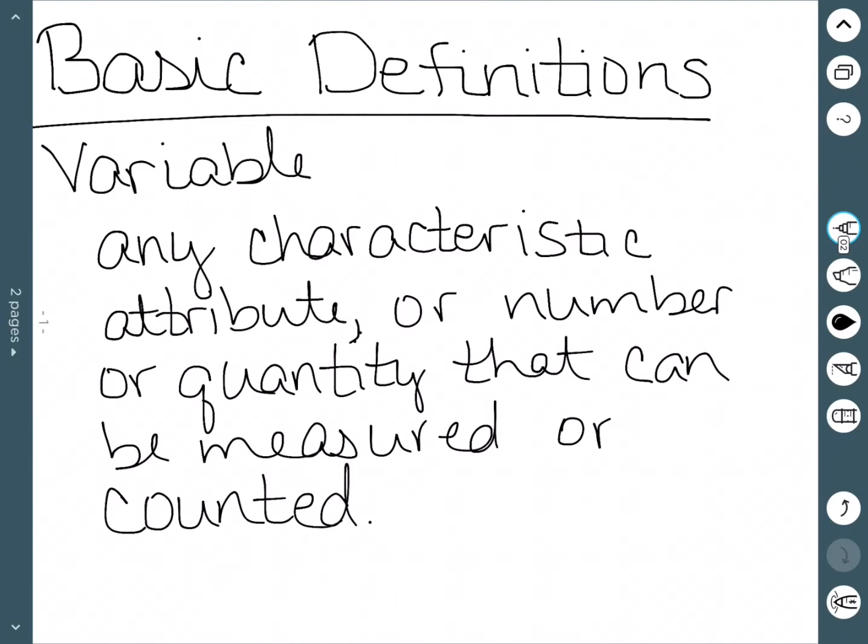Some of the possible variables may be what did they major in? That would be a characteristic attribute. Or how much money they're making after graduation? That would be a number or quantity. We might also want to look at something like gender to see if there is a gender divide in college graduates. And we could look at many possible other things. Those would all be variables.